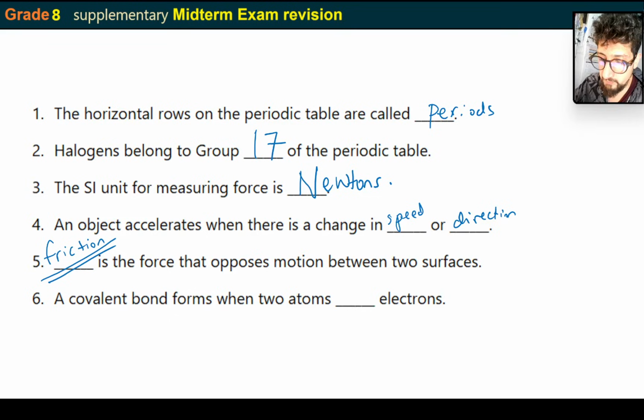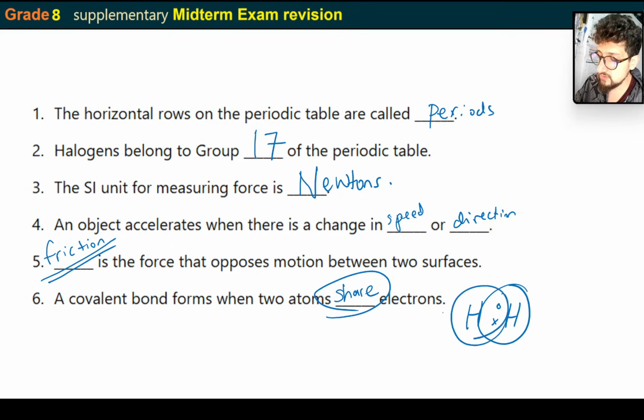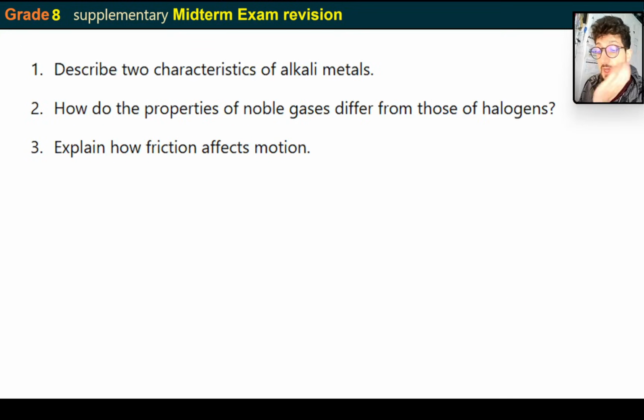Okay? A covalent bond forms when two atoms share electrons. Because remember, with covalent bonds, we share electrons. An example of such is hydrogen sharing with another hydrogen. Each one of them shares one electron, which satisfies their energy levels. Right, let's move on.